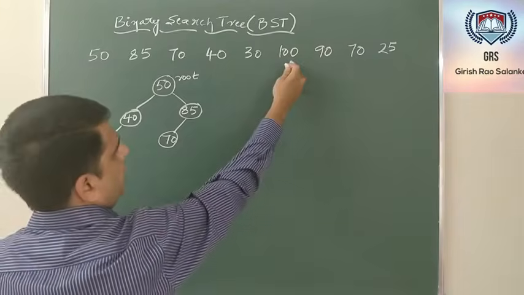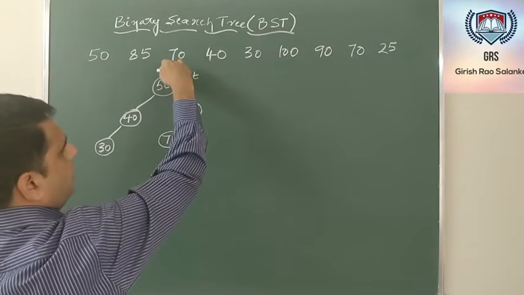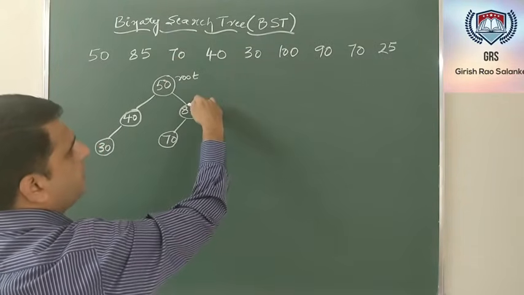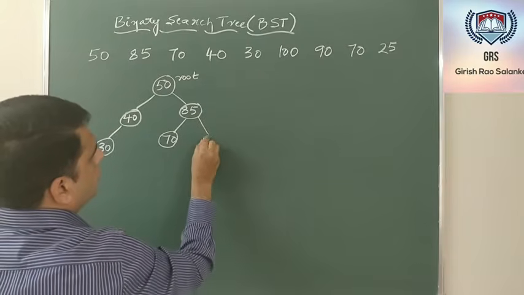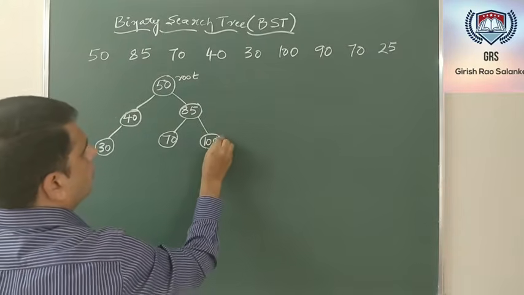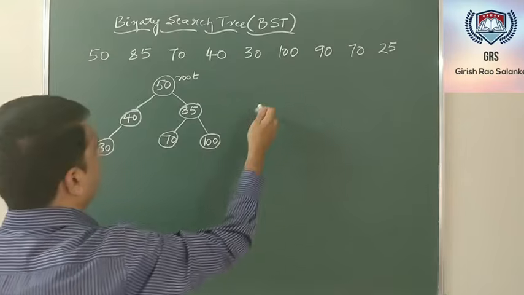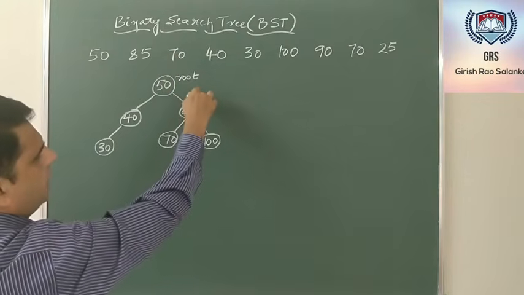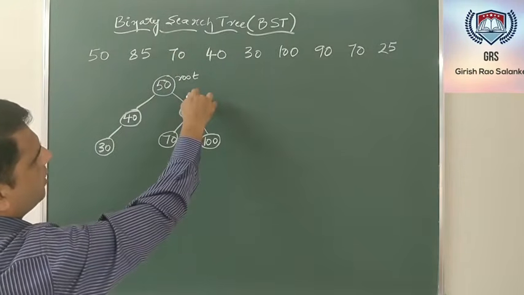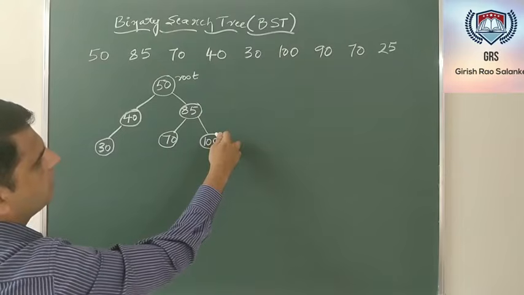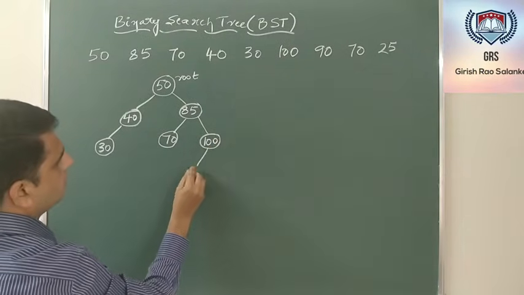Next, 100. Compare 100 with 50. It is greater. Come to the right side. Compare 100 with 85. It is greater. Next, 90. Compare 90 with 50. It is greater. Compare 90 with 85. It is greater. Compare 90 with 100. It is less.